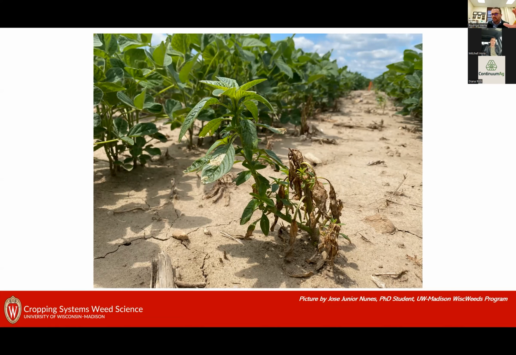Waterhemp is a big problem here in Wisconsin. We have giant ragweed also as a big problem. You go to other states, further west, kochia is problematic. You go further east, you have common ragweed. We have horseweed. So different parts of the Midwest will be struggling with different weeds. I think Waterhemp is kind of the common one across all of them. And good news here, there are integrated strategies that can be very, very effective on Waterhemp. And that's what I'm going to be focusing on today.